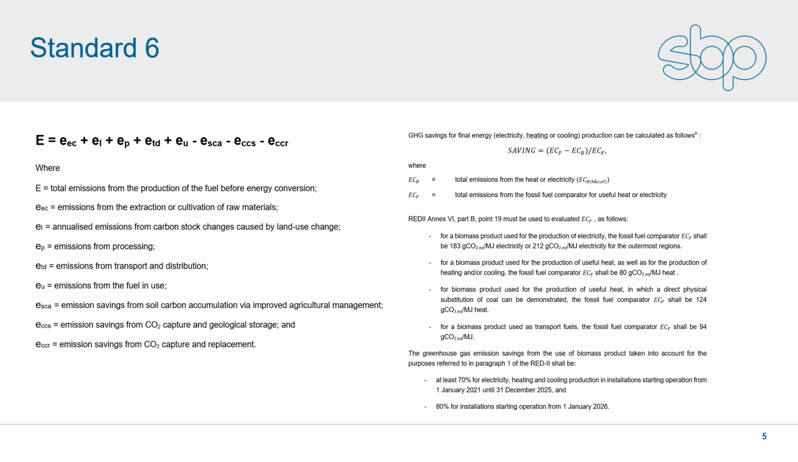On the right, we see a second main formula for calculation of emission savings from using sustainable biomass compared to the use of fossil fuels. So the point is to compare it and to demonstrate achieving a certain threshold in emission saving.